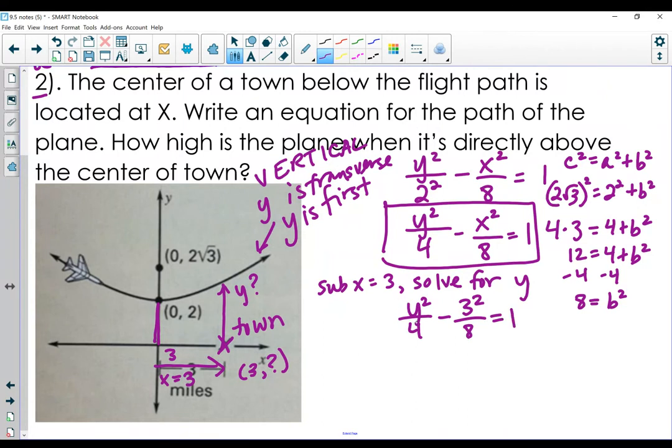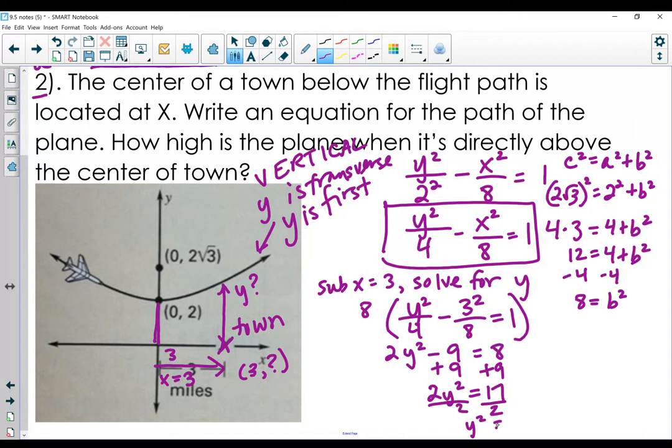I don't like solving equations with fractions if I can avoid it. We can always make math easier. So I'm going to multiply through by 8 to cancel out all my denominators. So when I distribute, the 8 divided by 4 would give me a 2y squared minus 8 times 3 squared but divided by 8. It'll just give me 3 squared, so I'm going to write 9 equals, and then 8 times 1 is just 8. So now we have an easier equation to solve. We'll add 9. 2y squared equals 17. We'll divide by 2.